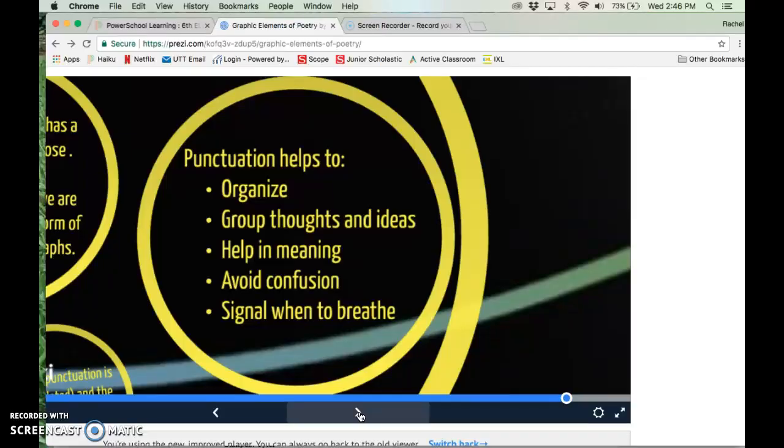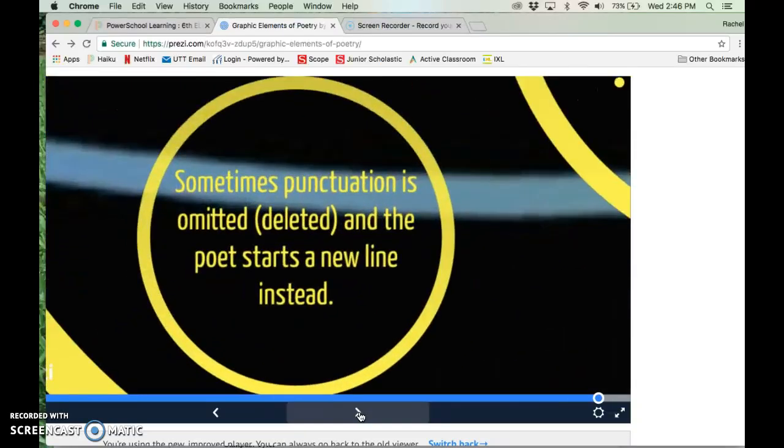So when a poet wants a poem to be read a certain way, they punctuate it so that readers pause and breathe. Sometimes punctuation is also omitted and deleted in a poem when a poem starts a new line. This is also to show the continuation of a thought and add a different rhythm or flow to the poem.